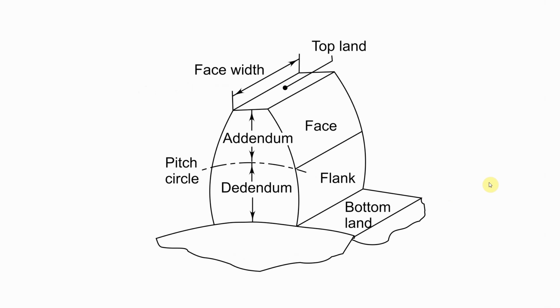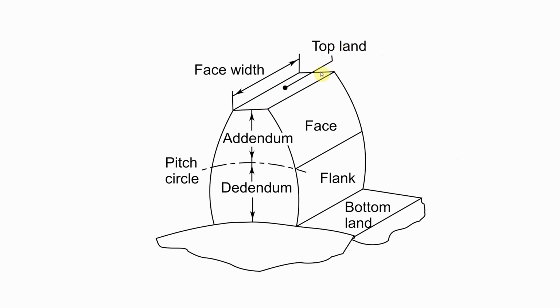Today we will take a look at different gear terminologies. Okay, let's start with the picture right here. This picture shows a tooth of a single spur gear and we have different things inside here we can take a look at. Okay, the first thing we will see is top land.